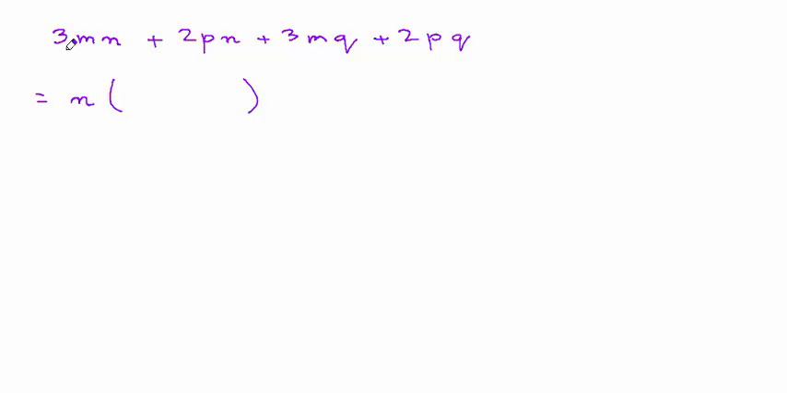n times 3m is 3mn plus n times 2p is 2pn plus it's this plus out here. Common factor between these two is q. q times 3m is 3mq plus q times 2p is 2pq.